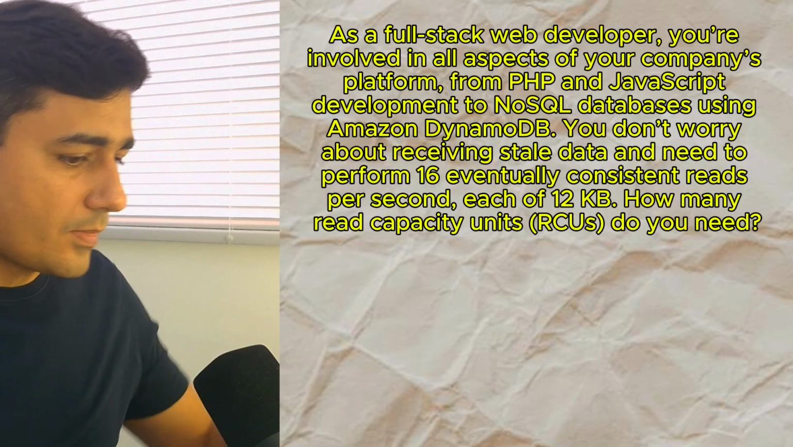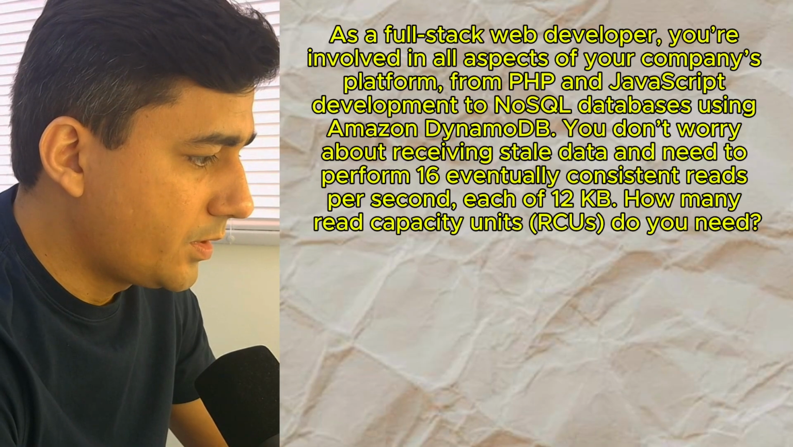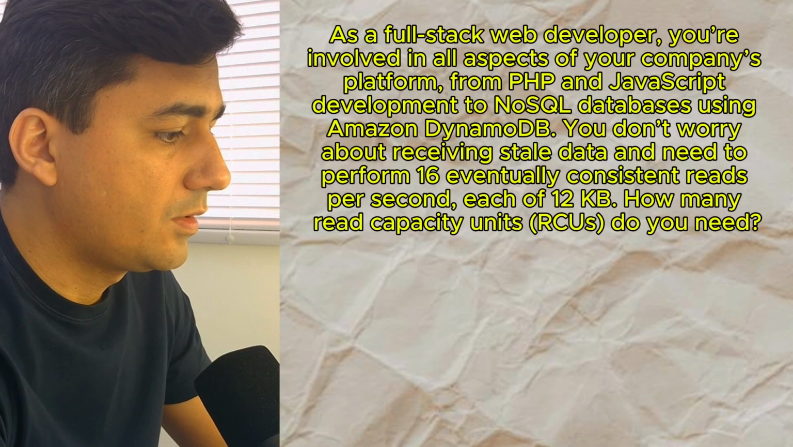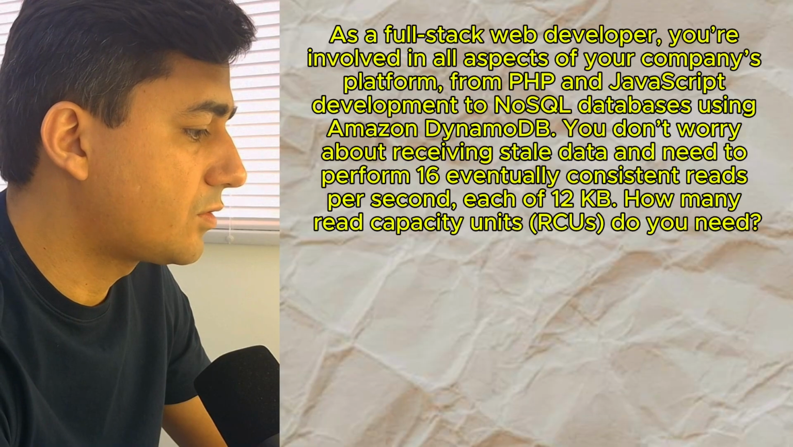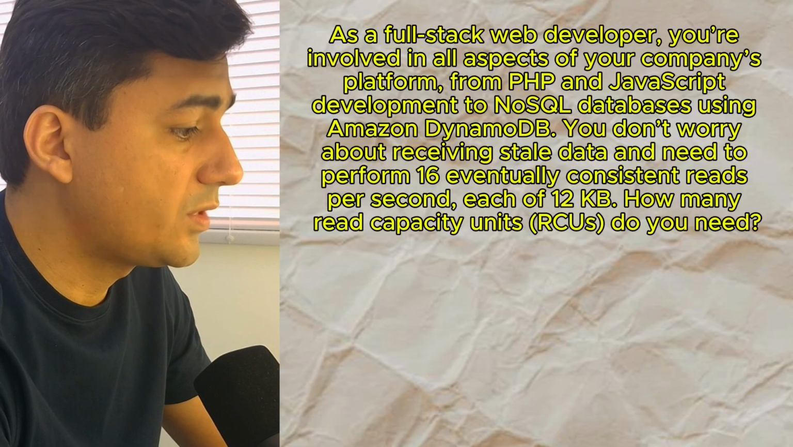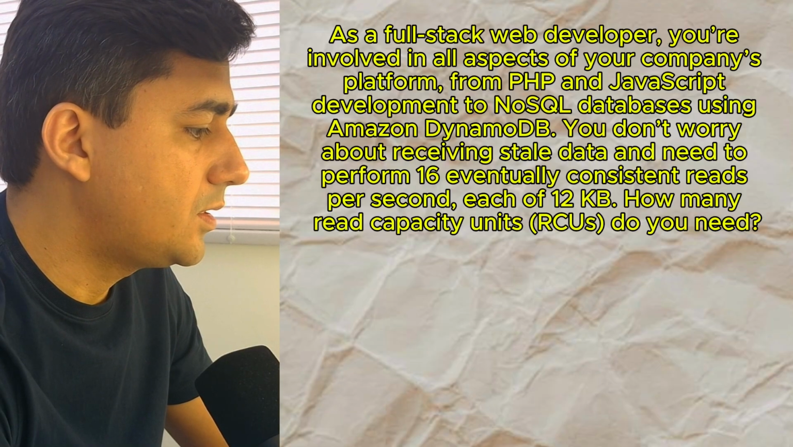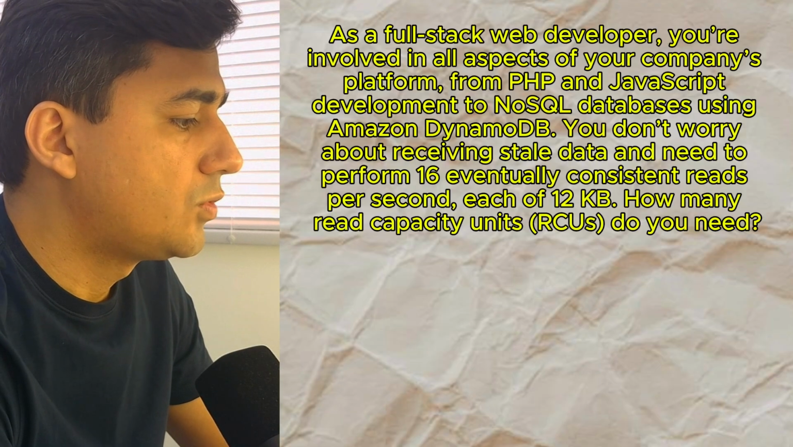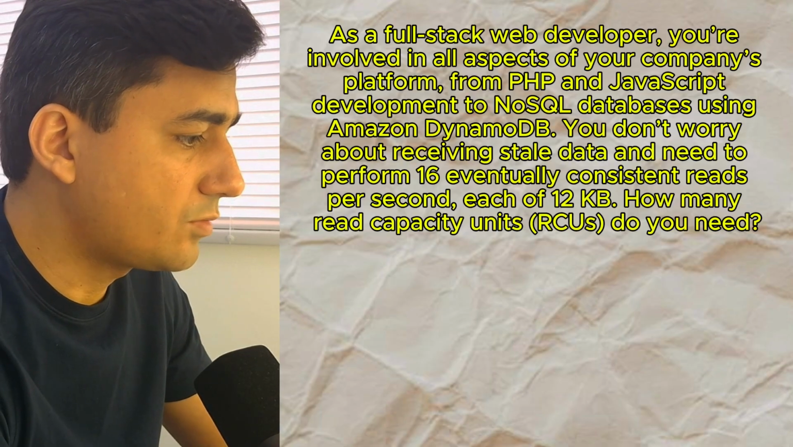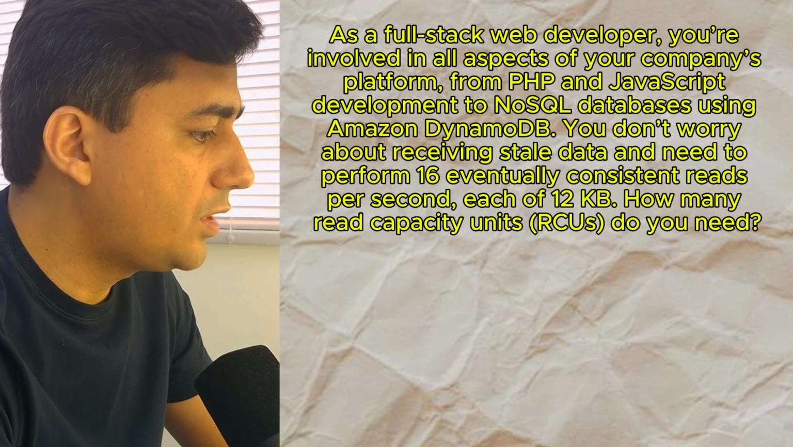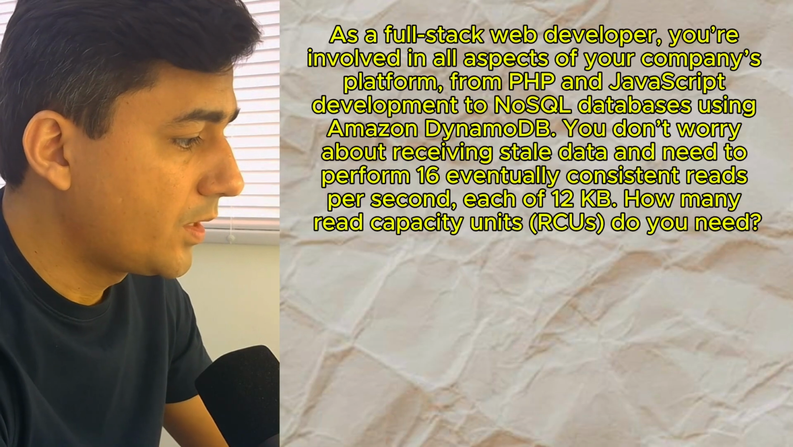Now let's practice with some real AWS starter questions. As a full-stack web developer, you are involved in all aspects of your company platform, from PHP and JavaScript development to the NoSQL database using Amazon DynamoDB. You don't worry about receiving stale data and need to perform 16 eventually consistent reads per second, each of 12 kilobytes. How many read capacity units, RCUs, do you need?